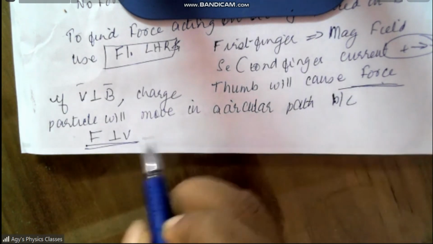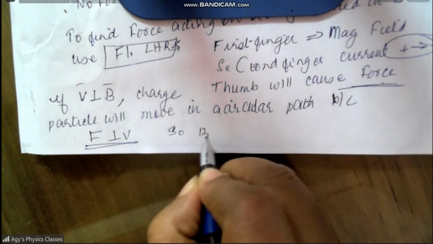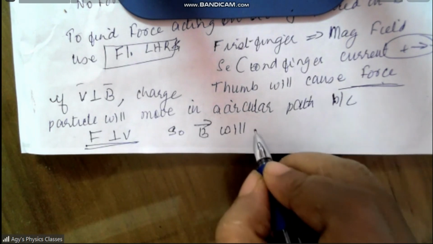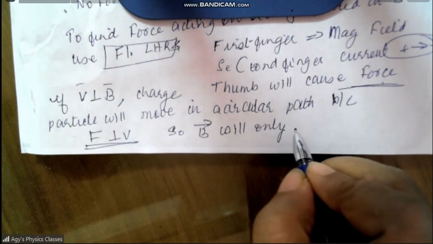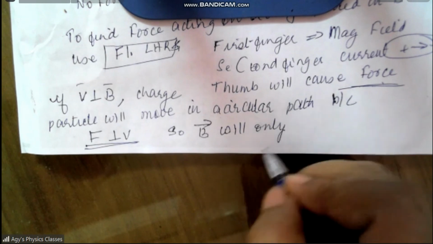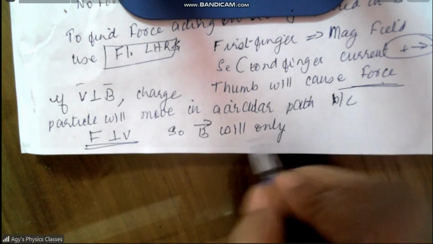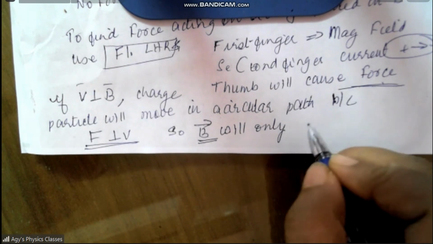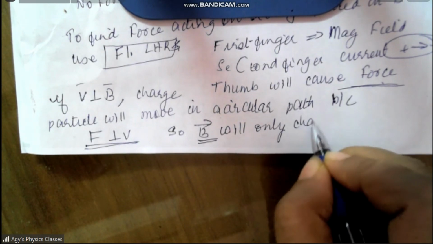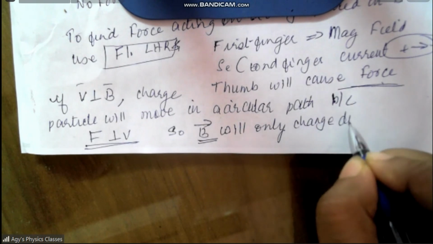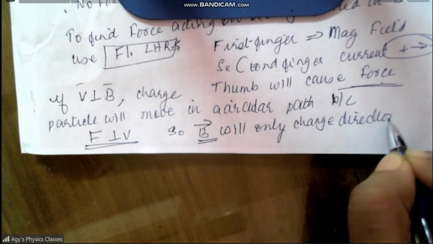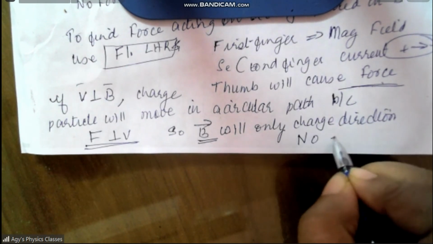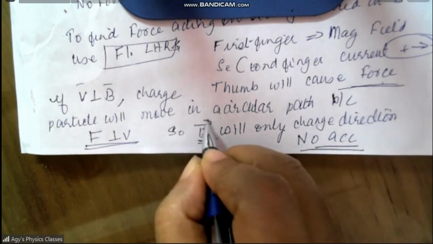So what will the magnetic field do? Please remember this one, we need it later. The magnetic field will only change the direction, make it go in a circular path. Magnetic field will only produce circular motion, only change direction. No acceleration. Very, very important point.